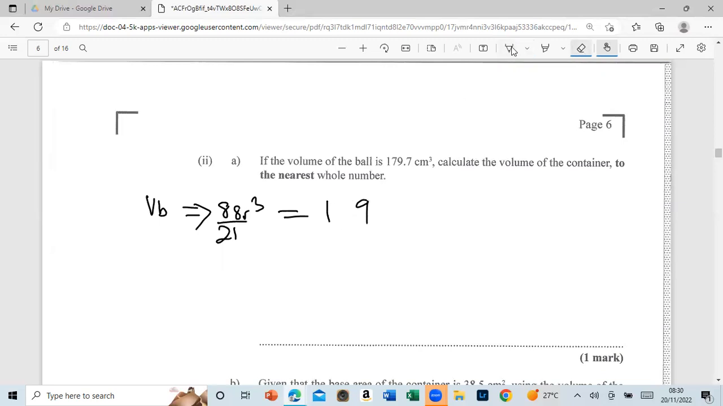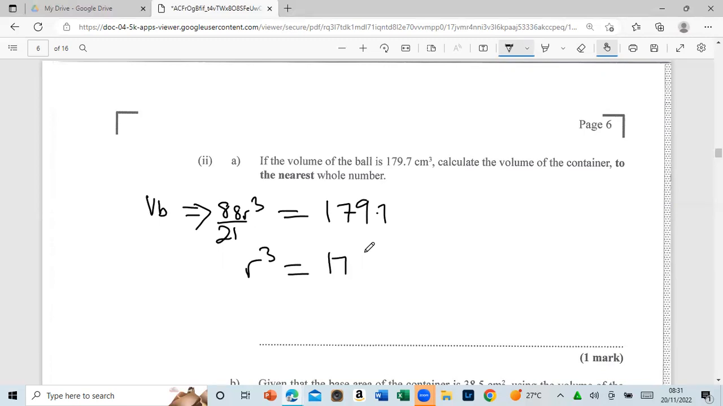Alright, so it's 179.7. Alright, so all we're going to do now is find the value of the radius. I think that's the easier route for me. So just going to transpose now. So R cubed is equal to, we're going to do the inverse because we want to get R by itself. Again, if you don't know how to change the subject of the formula, that is on my channel.